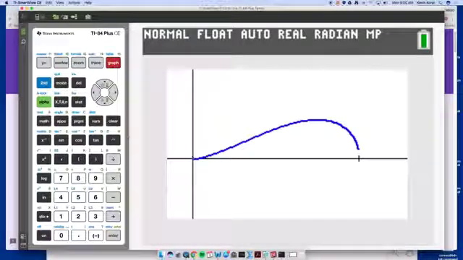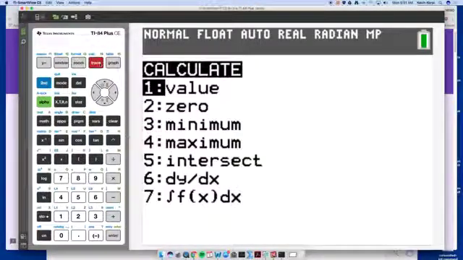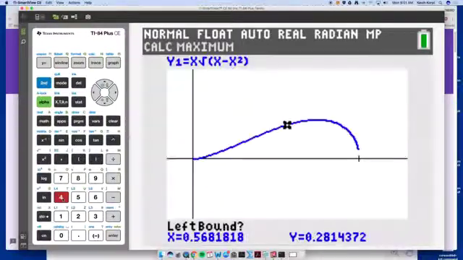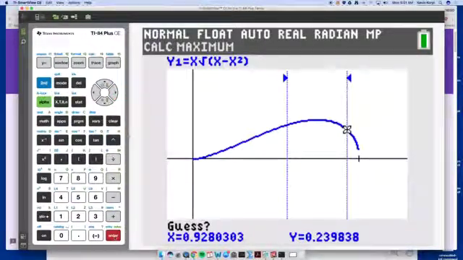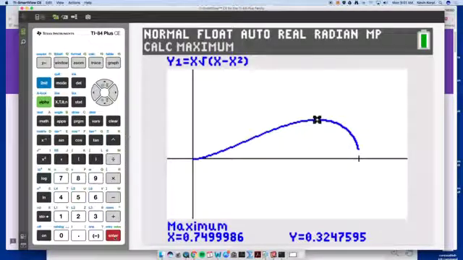All right, so let's go ahead and figure out the x and y value up there. So second trace, that's your calculate graphing menu. And we know it was a high point, so we're going to select number 4. Left bound, we're to the left of the high point, so click enter. And then you can scroll until you can visually see that you're coming down, and make sure you are to the right of it. Hit enter, and then you can just hit enter for your guess. And so there you go.